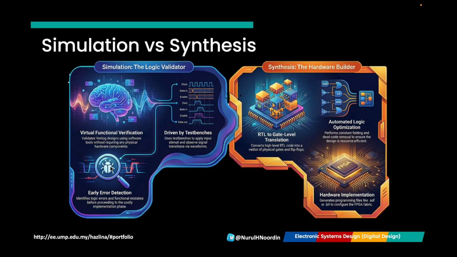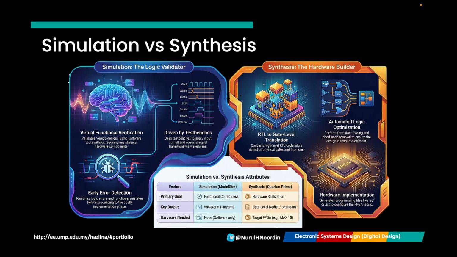Once your simulation proves the logic is sound, you move to synthesis. This is the heavy lifting. The synthesis tool, like Intel's Quartus Prime, translates your abstract Verilog code into a gate-level netlist. It parses the code, optimizes the logic to remove dead code, and maps your design directly onto physical primitives of the FPGA, like lookup tables and flip-flops. In short, simulation proves your ideas work, and synthesis turns that idea into actual hardware.